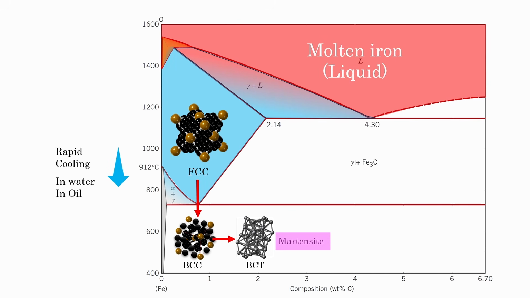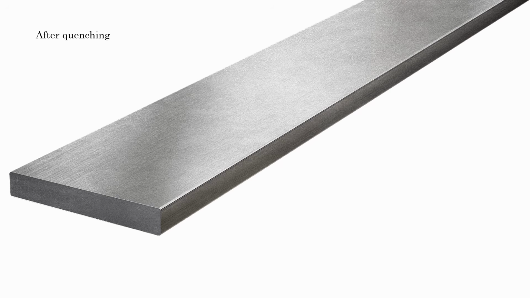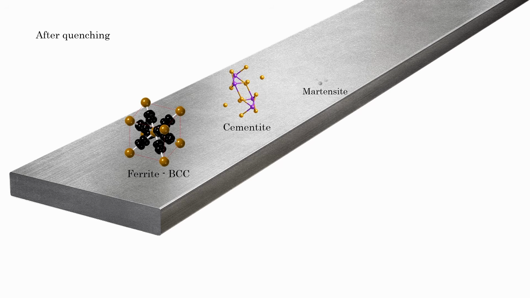This martensite formation is what increases the hardness of steel after quenching. So after quenching, the steel contains some remaining ferrite, some cementite, and a significant amount of martensite. Together, these phases give the steel a much higher hardness than it originally had.